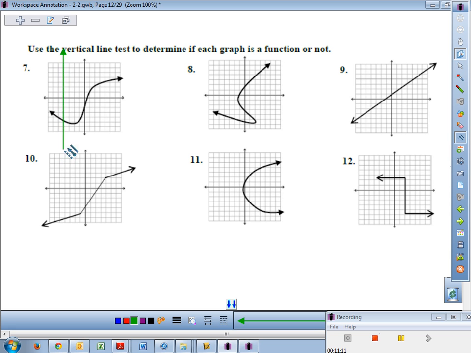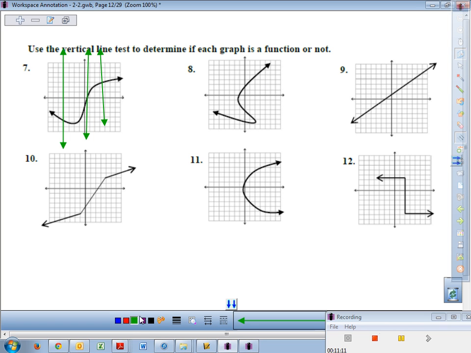What do you think? How many spots? One. How many spots, if my pen would work? One. How many spots? Is it possible for me to have a vertical line go through there in more than one spot? Is this a function? Yes. Reason? Don't say it passes the VLT. The graph passes the VLT.